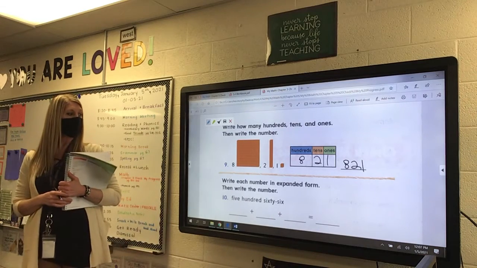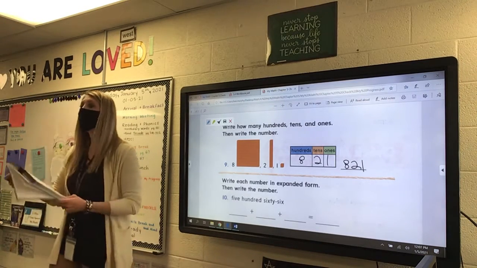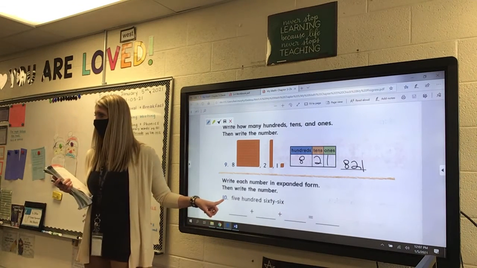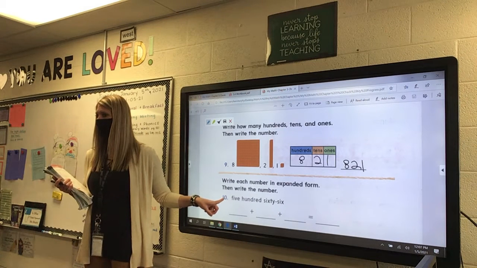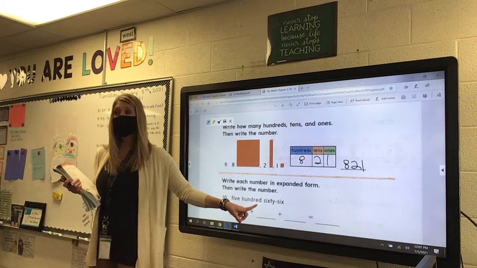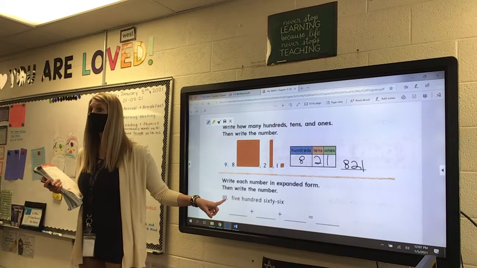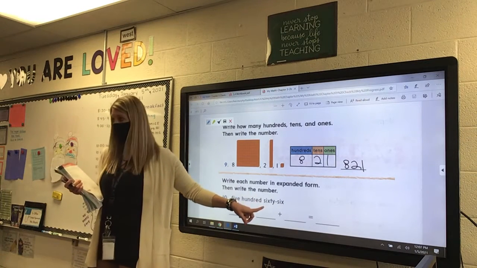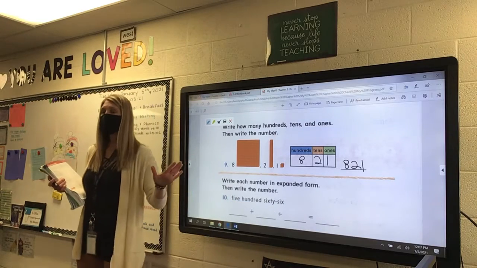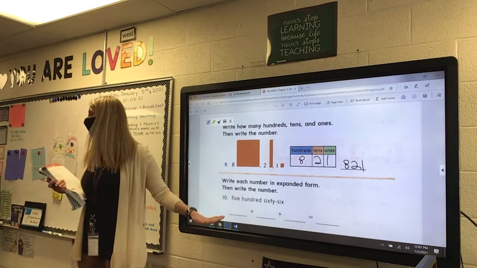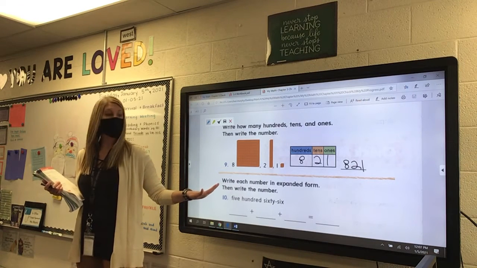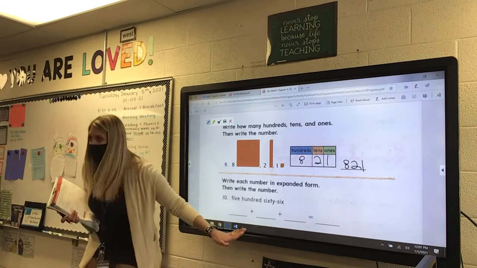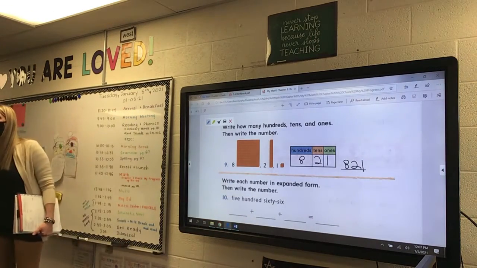Number 10. Middle part. Now, we are going to write each number in expanded form, then write the number. So everybody, put your finger on number 10. And then we're going to read this number together because it's important to be able to read it. Here we go, ready? 566. Okay, so whenever we have to read a number and then expand it, I want you to go back and read it, but stop after the hundreds. So let's read it one more time, ready? 566. 500, let's stop here.